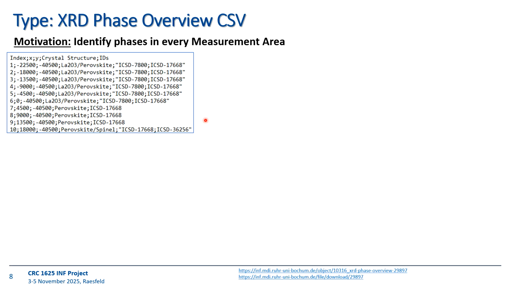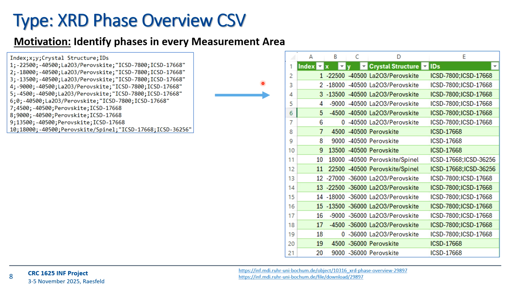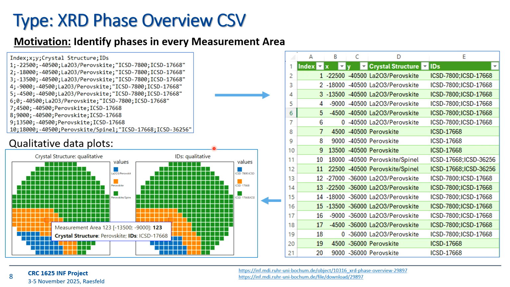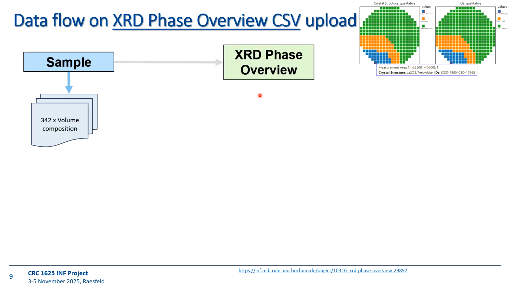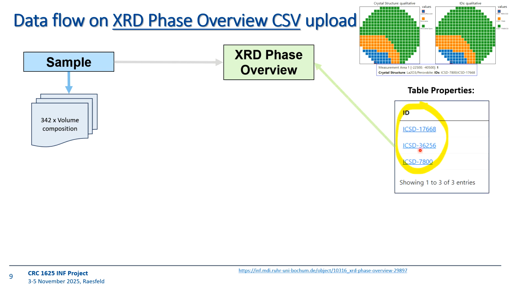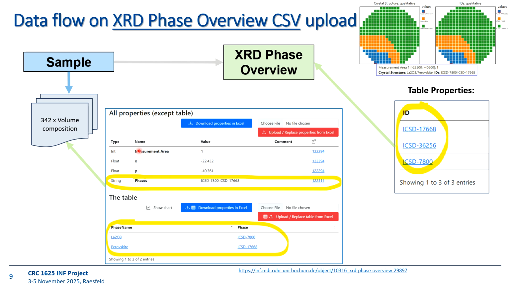Another example is the support for documents containing the results of XRD analysis. Here we can see the table listing the phases detected in the corresponding measurement areas. In addition, the functionality for automatic visualization of non-numerical, that is, qualitative data has been implemented. Thus, as shown here, during the upload and processing of files of XRD phase overview type, each measurement area acquires the phases property and the table containing the list of detected phases.